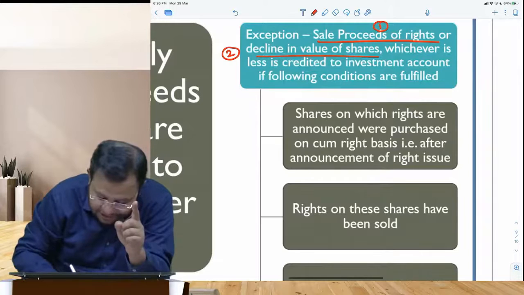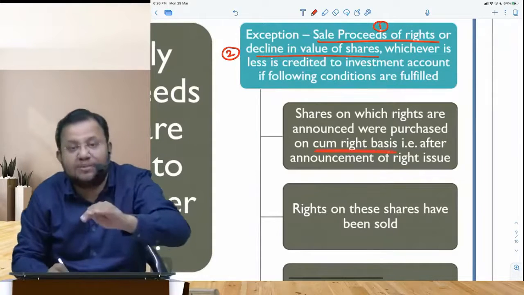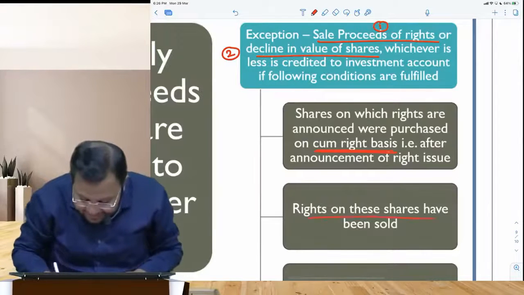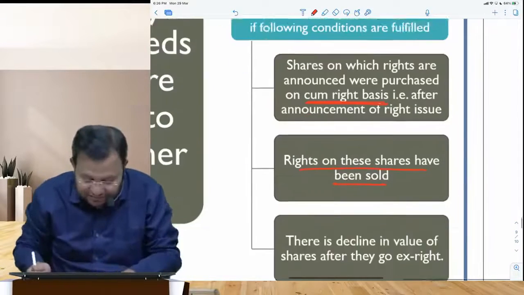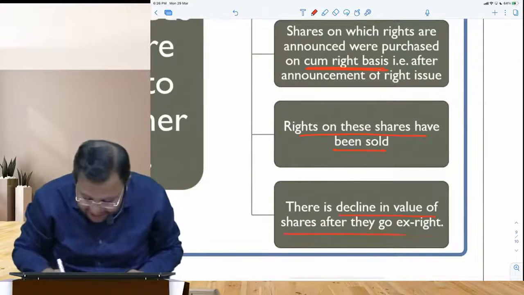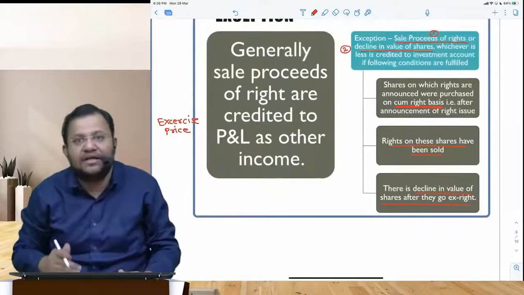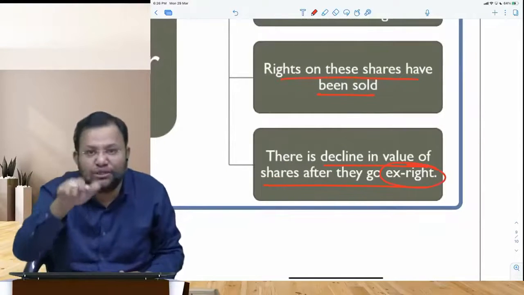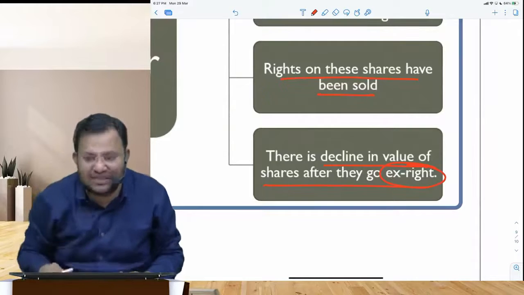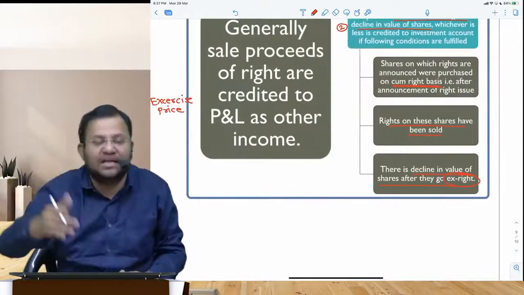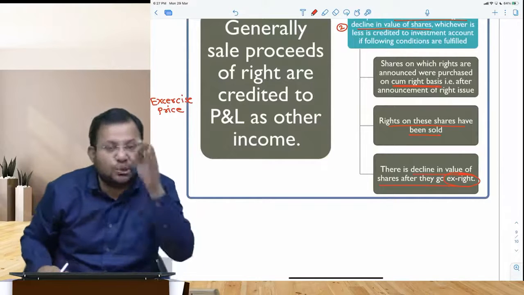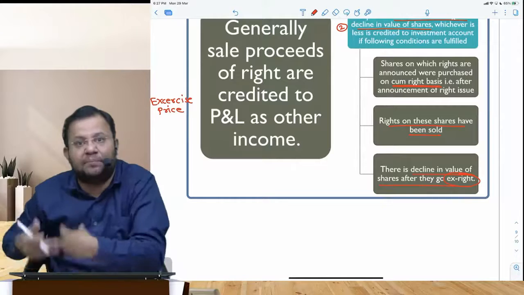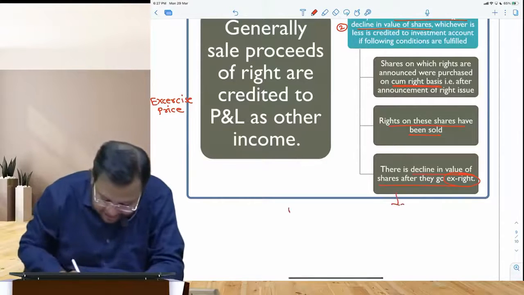Shares were purchased on cum-right basis. The shares on which you got the right were purchased by you on cum-right basis, the rights have been sold, that is why you have sale proceeds of right, and there is a decline in the value of shares. Now normally when the shares become ex-right, the examiner should give you the decline in the value, or he should give you the market value at that time. Our nonsensical examiners, I am proud to say that, do not give the decline in the value of investment. They just say shares were purchased on cum-right basis.